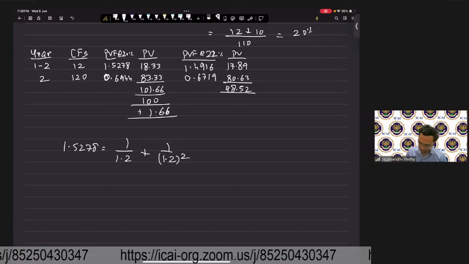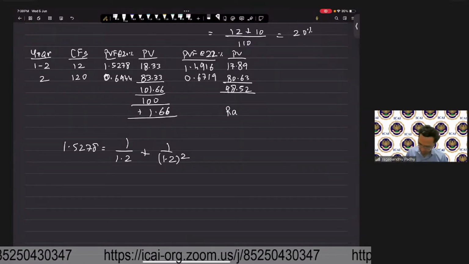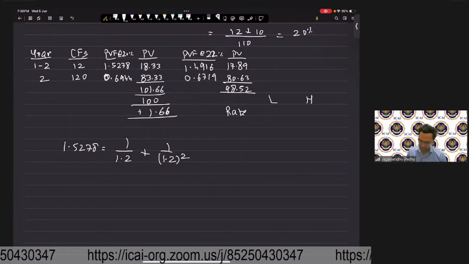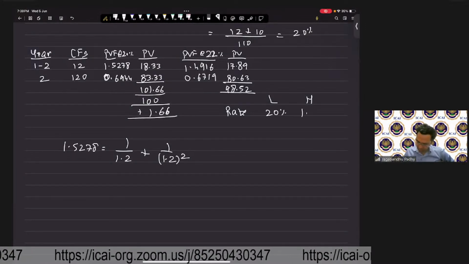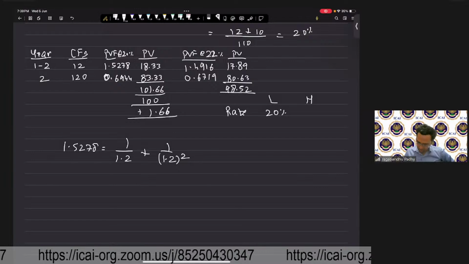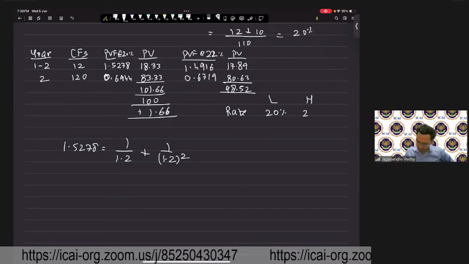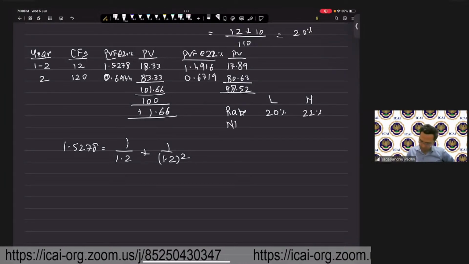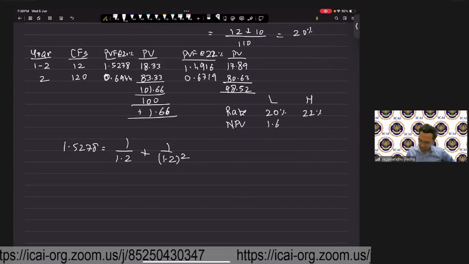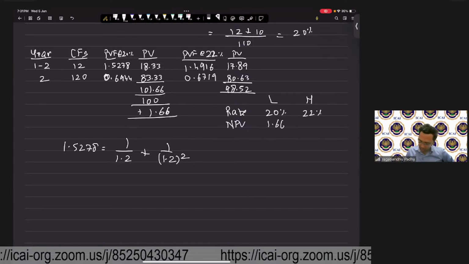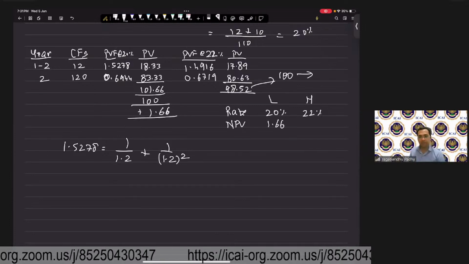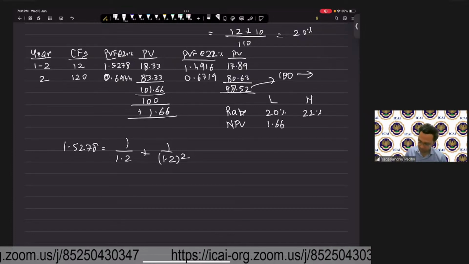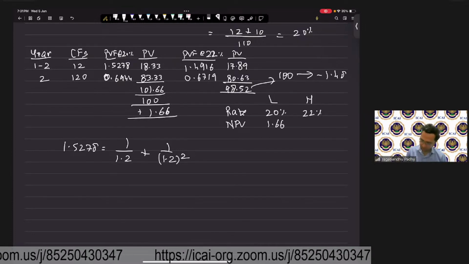So based on this, we have got the rate low as well as high. At a lower rate of 20%, and a higher rate of 22%, what NPV do we get? At the lower rate, we are getting 1.66, and at the higher rate, comparing it with 100, we get an NPV of negative 1.48.